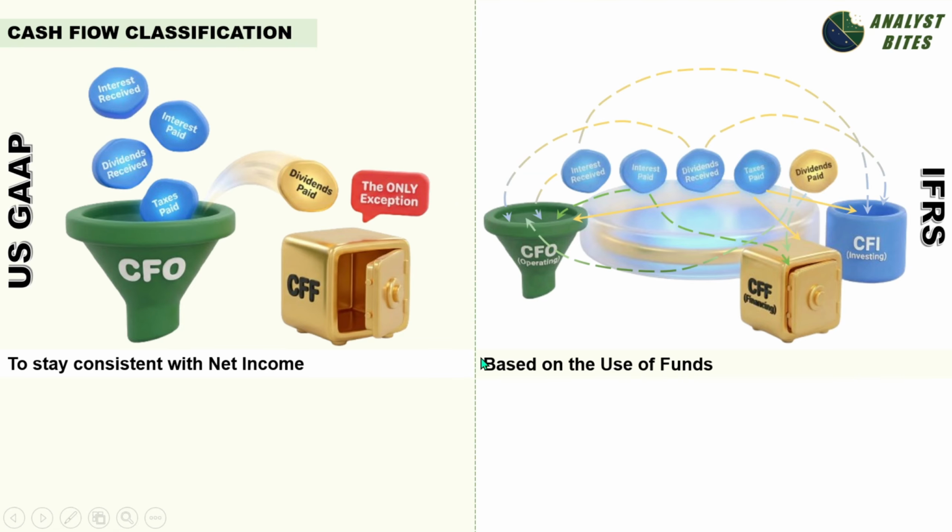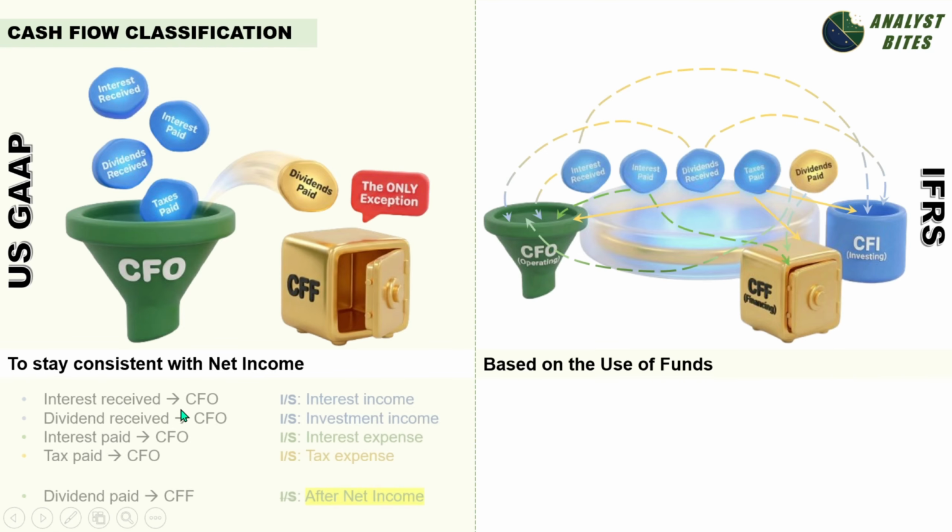This is a frequently tested topic in both Level 1 and Level 2. How income statement items are classified on the cash flow statement. It involves comparing the two accounting standards. First, US GAAP. Just remember one rule: US GAAP requires strict comparability between CFO and net income. Therefore, any item used to calculate net income is classified as CFO. Look at the summary.